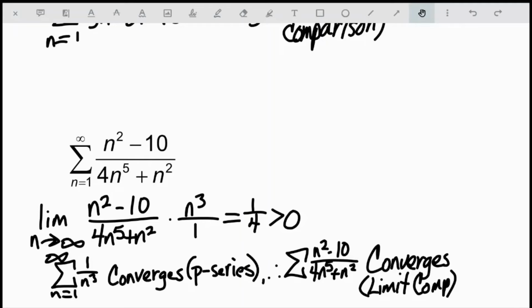But if I'm going to actually show that, you can see I've shown my limit here of the ratio of my terms. And this time, just to save a little bit of work, you can skip the steps if you want. I'm showing that I have the ratio of (n squared minus 10) over (4n to the 5th plus n squared), and I'm dividing that by 1 over n cubed. So I ended up with a limit of 1/4, which is finite and positive, so these behave the same way. I know that 1 over n cubed converges by the p-series test, therefore this one converges by limit comparison. So again, fairly easy to use.